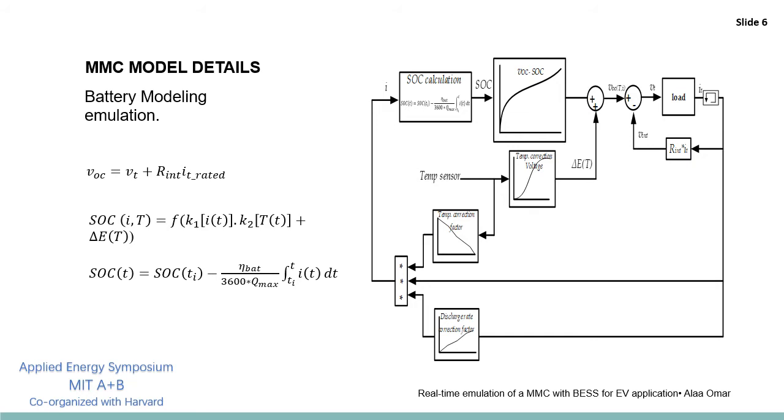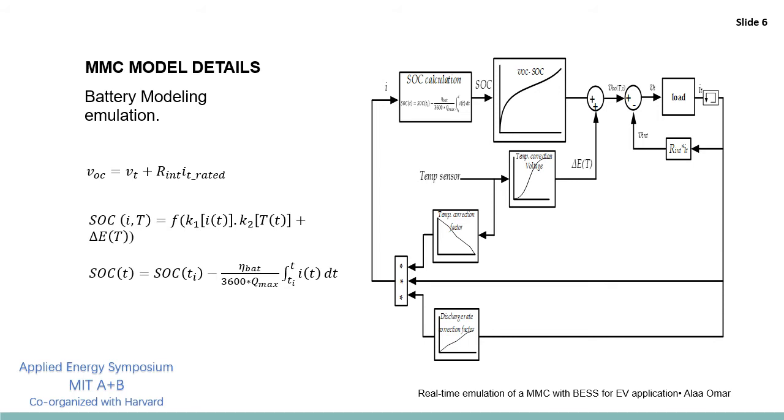One of them is the open circuit voltage versus the state of charge of the battery. This method utilizes the actual battery performance curves to model the battery. The challenge of this method is to determine the correction factors. There are two different correction factors: the temperature correction factor and the discharge rate correction factor.